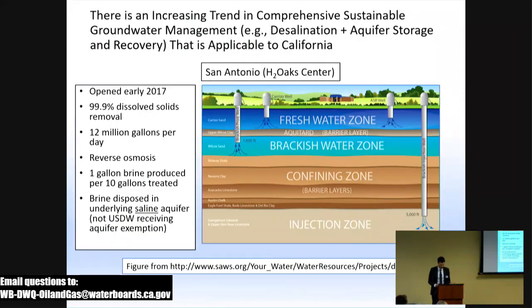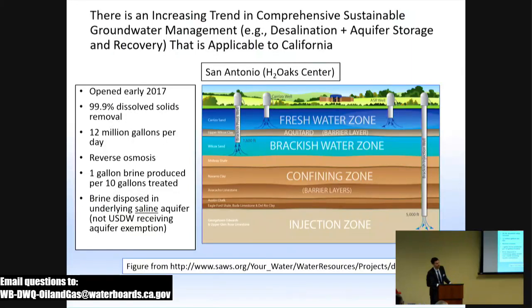Comparatively, seawater, which is around 35,000 plus milligrams per liter TDS, you can expect to have about 4 gallons of brine come out of that compared to, again, the 1 gallon of brine for brackish water. And brackish water is under 10,000 milligrams per liter TDS. So this is an example of something that's in Texas, but it may actually be an increasing possibility or a more widespread reality in the state of California moving forward.